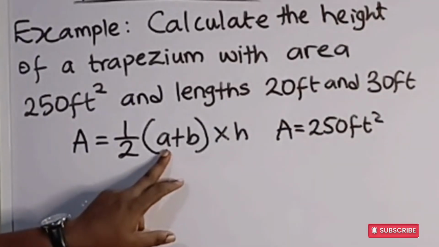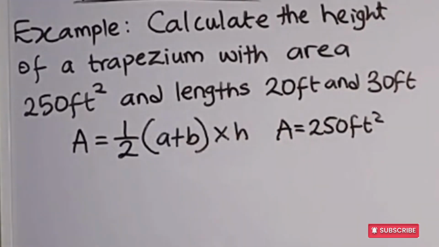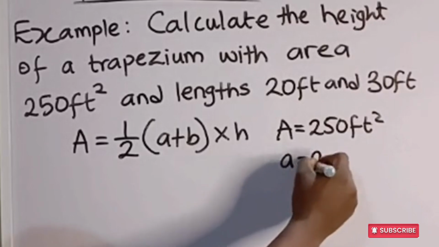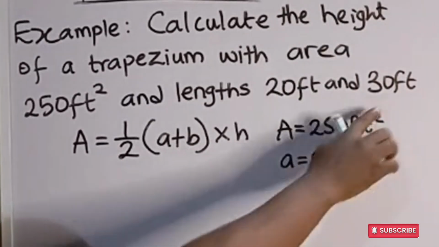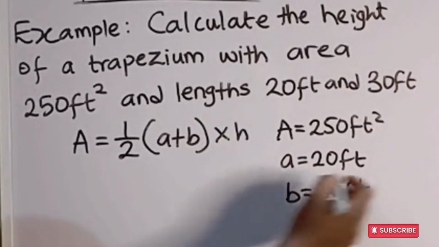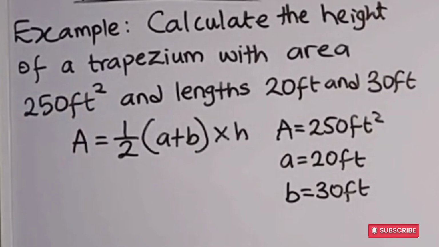Our smaller a, small letter a, is the shorter length, which is 20 feet. Our b is the longer length, which is 30 feet. So you can now fix these values into the formula.